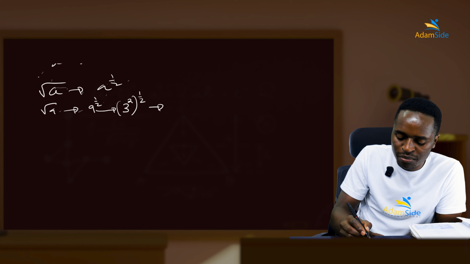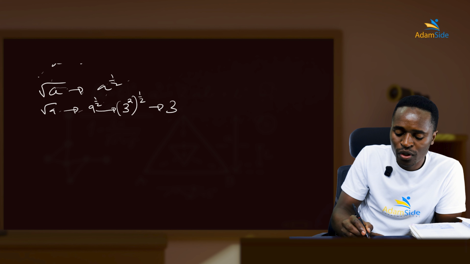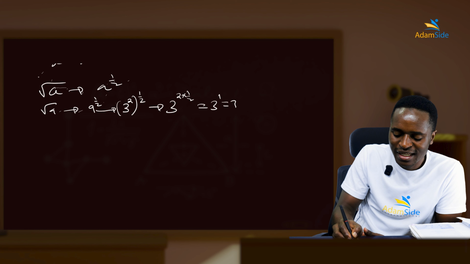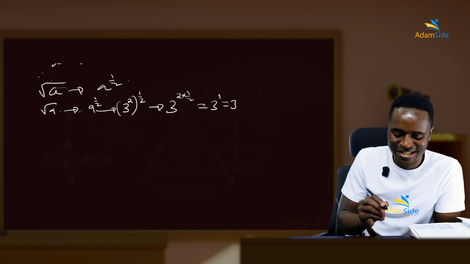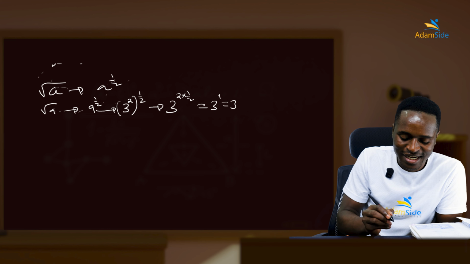And then what do you do to the power? You say 3. How do you open the brackets? We open brackets by multiplying. So we say 2 times a half. A half of 2 obviously is 1. So 3 power 1 is the same as 3. That's it. You need to understand that as a candidate.